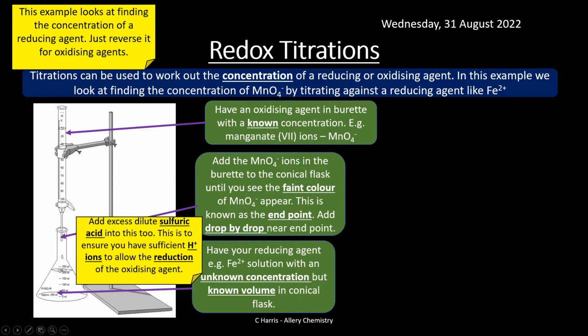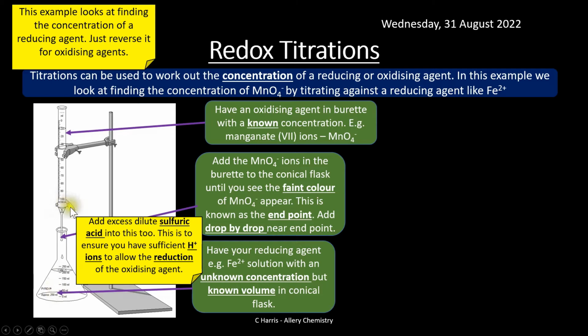So in other words, when you add this in, this will be colourless, and this will be a deep purple colour. When you add this in, this will go colourless. You shake this, and it'll go colourless. As soon as you get a pale, faint colour starting to appear, and it's permanent, even if you shake it, then you stop titrating and you measure the amount of manganate that you've added to this conical flask, and this is the end point.